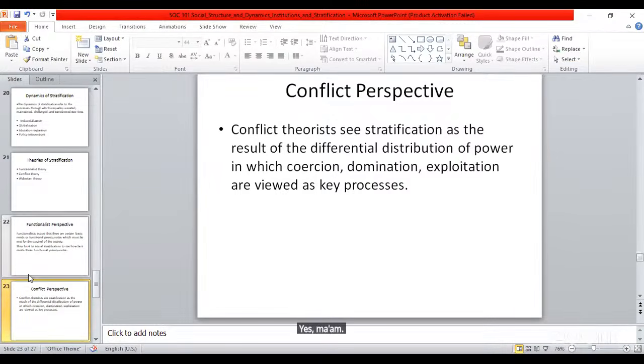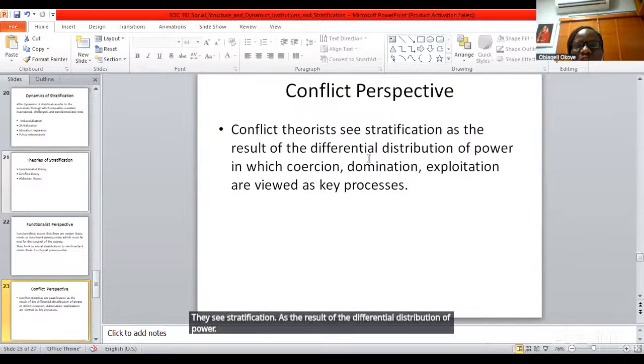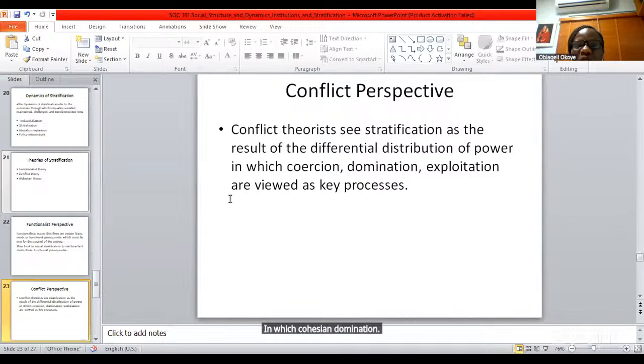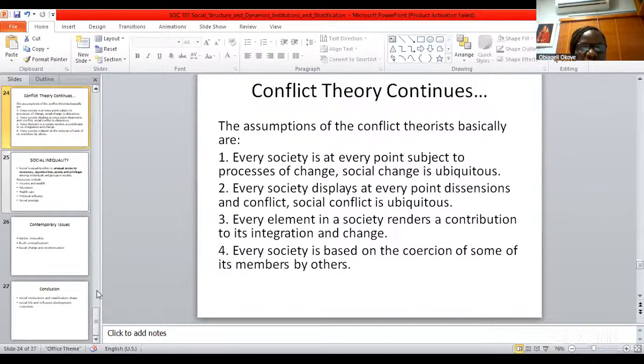Okay, so in the conflict theories, they see stratification as the result of the differential distribution of power, in which coercion, domination, and exploitation are viewed as key processes. These are what enable individuals to move up in power. Those people who don't have the capacity or ability to dominate others may not have that chance. And because of this domination, coercion, and exploitation, there is conflict in the society.